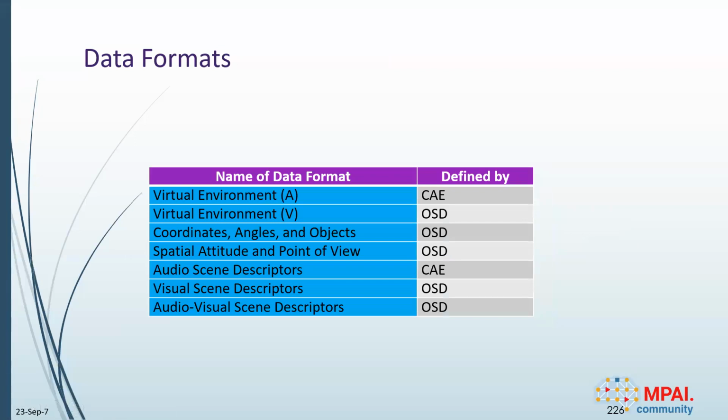So we have a number of data formats that we wanted to define. We want to define the virtual environment for audio, the virtual environment for video, the coordinates, the angles, and the objects, the spatial attitude and point of view, the audio scene descriptors. These are actually already defined, but there's room for improvement, of course, and the visual scene descriptor as well. And most important, we need to define something that at the moment does not exist, which is the descriptor that combines the audio and visual components.